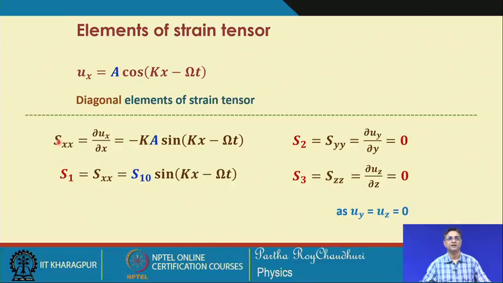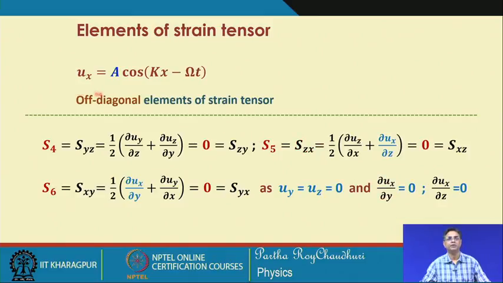So, this Sxx is nothing but S1, which can be represented as S0 or S10, whichever way we would like to represent, but S2 and S3 are 0, because uy itself is 0, uz is also 0. So, we can see that S1 is the only non-zero element, the other two diagonal elements are 0.